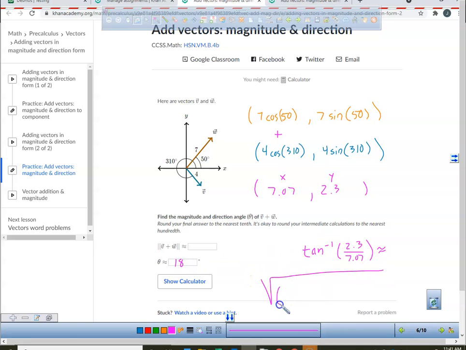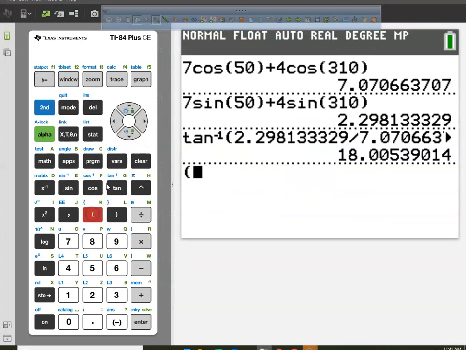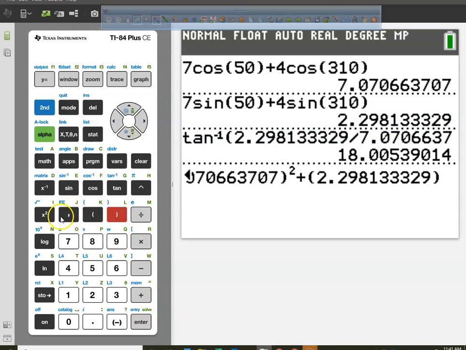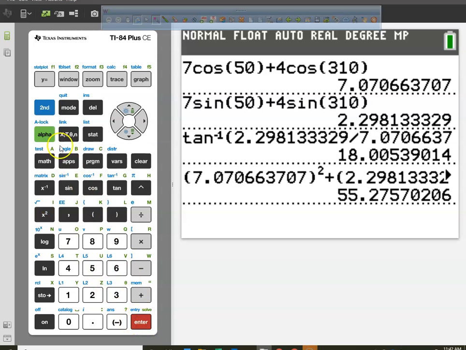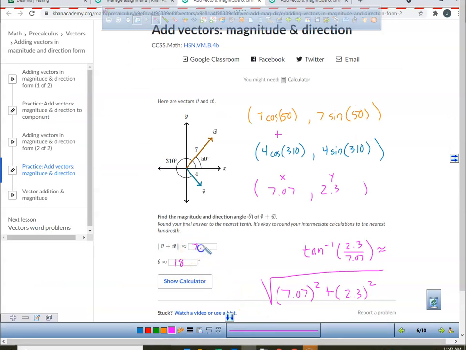What am I going to do for my magnitude? I'm going to take my x component and I'm going to square it. Then I'm going to take my y component and I'm going to square it. And then take the square root of it. So open parentheses. Take my x component, square it. Take my y component right there. Square it. Press enter. Then I'm taking the square root of that. And I get 7.4. So all of that's approximately equal to 7.4.